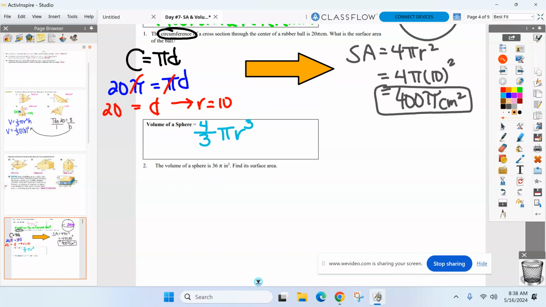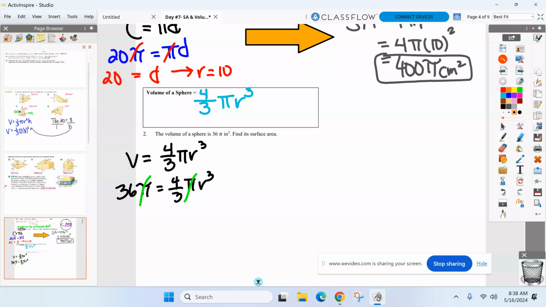All right, next up, number 2. I'm telling you the volume. What's the surface area? I'm giving you the volume as 36 pi. We still have to find what value? Radius, right? That's the whole point: you have to know the radius before you find anything. So volume equals 4/3 pi r cubed. Substitute in the 36 pi. Hopefully many of you are getting rid of the pi's right away, so we don't have to deal with it. So you're left with 36 equals 4/3 r cubed.